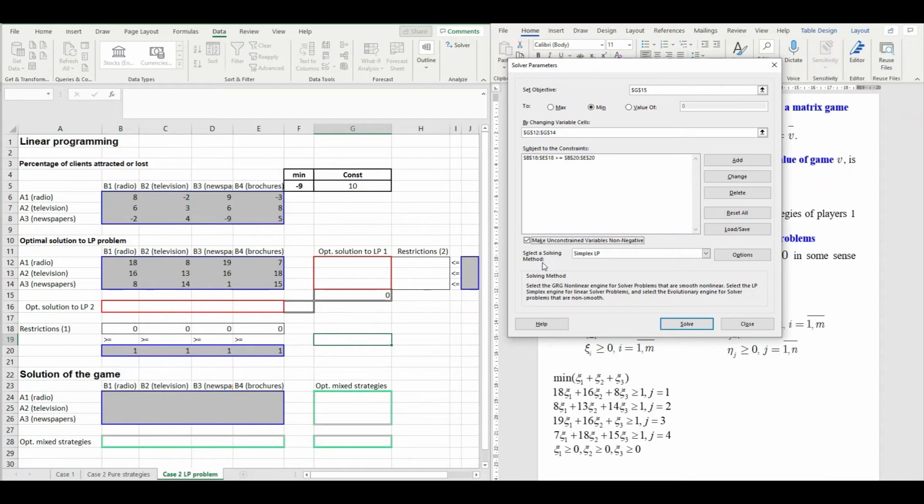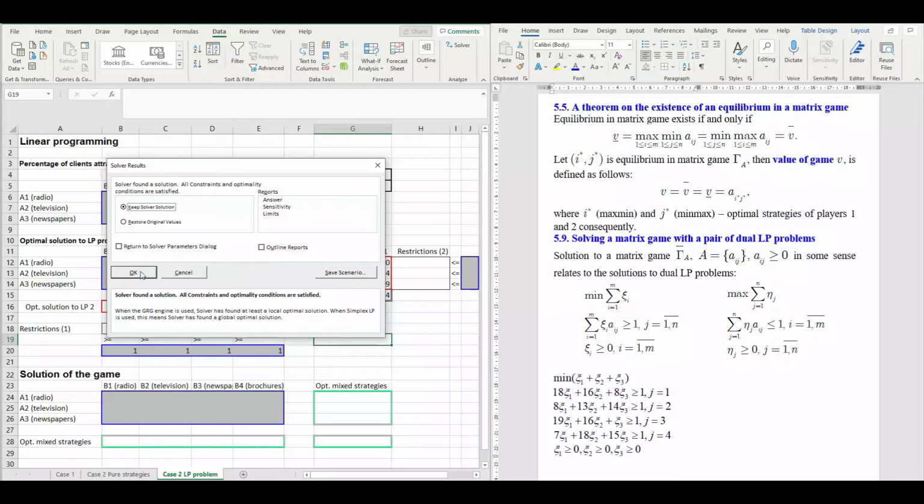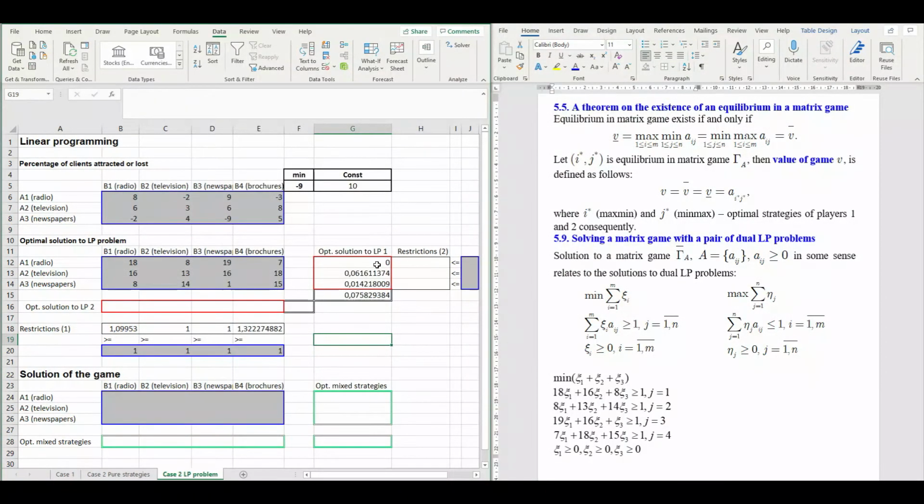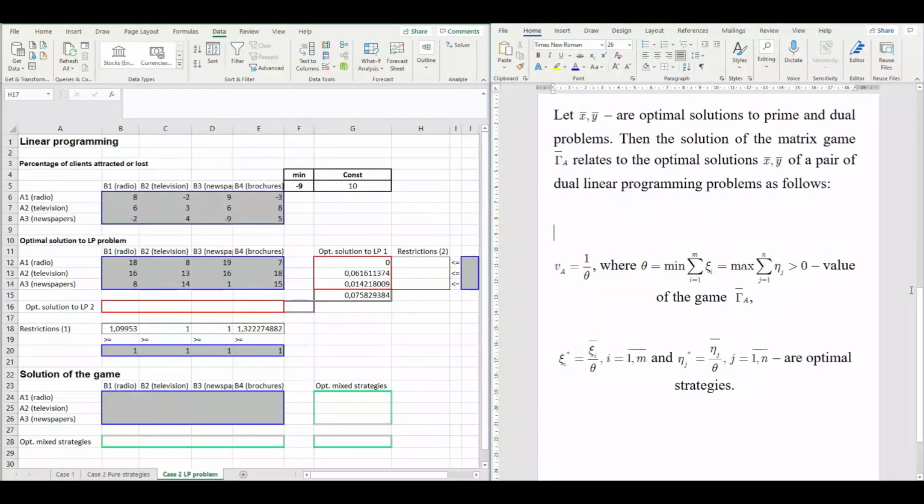Let's choose the corresponding option. Everything is ready, and let us find an optimal solution. The solution is found and it is represented in the red frame in the column G. Now let us calculate the optimal strategy of the first player.